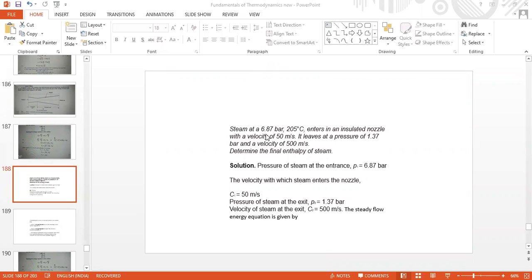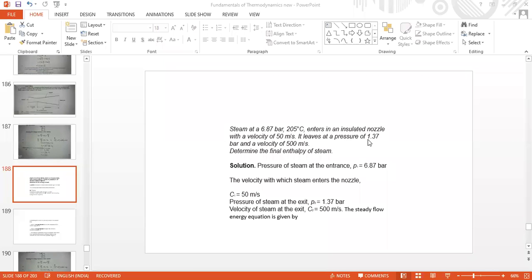Here, steam at a pressure of 6.87 bar and 205 degrees centigrade enters an insulated nozzle. See here, this sentence has to be underlined. Insulated nozzle means there is no heat interaction, Q equal to 0, and it enters with a velocity of 50 meters per second. So C1 is 50 meters per second.